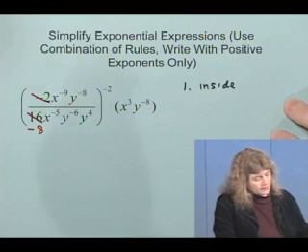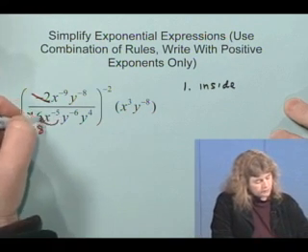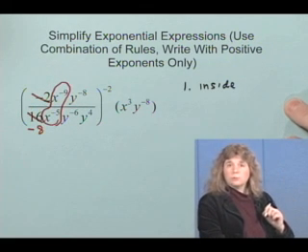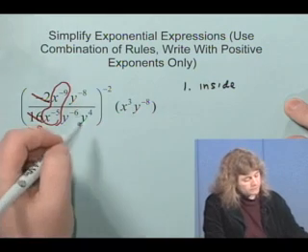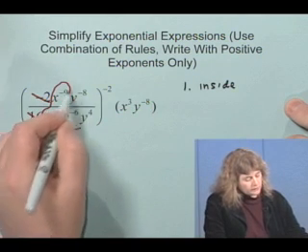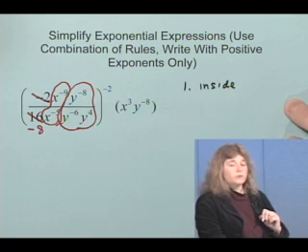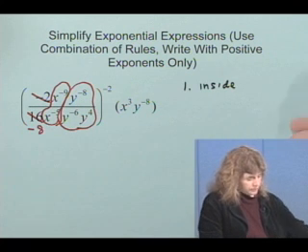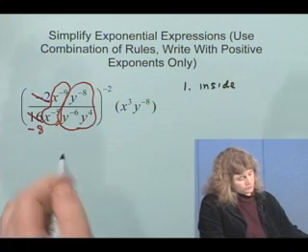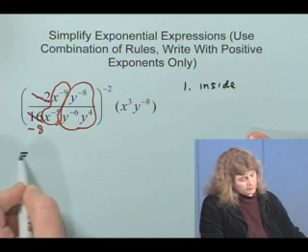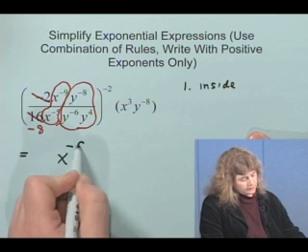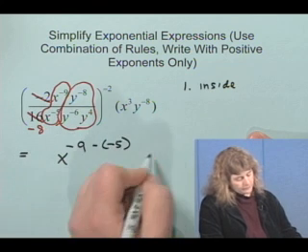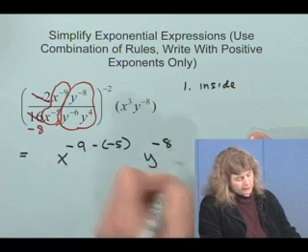Let's see, we have two occurrences of the variable x. It looks like we're going to use the quotient rule because they are on opposite sides. And the variable y, also some quotient rule work. So we'll work on that larger expression. We now have x to the negative 9 minus a negative 5, y to the negative 8.